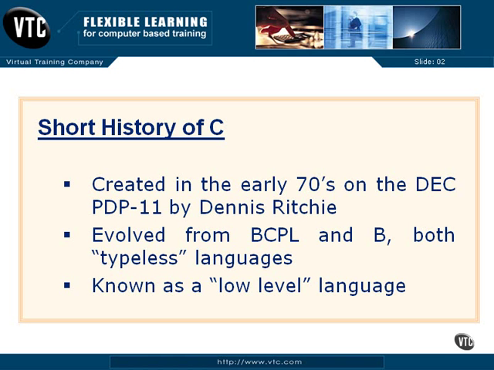C evolved from languages called BCPL and B, which were from the late 60s and early 70s, and they were both typeless languages. Now C has its own data types like integers and characters and various floating point precision variable types. So we'll see how to use those later. But C is a somewhat typed language.